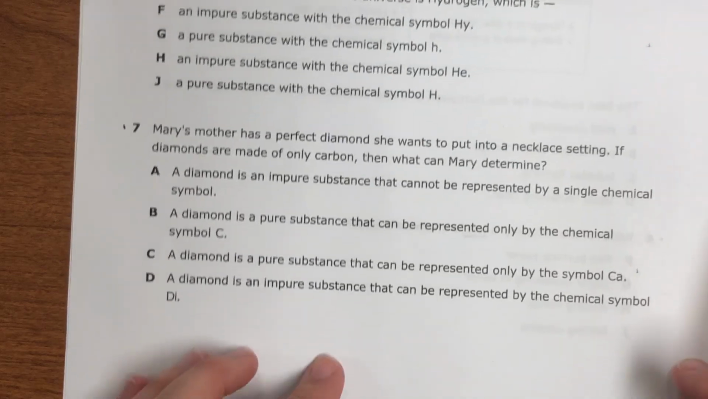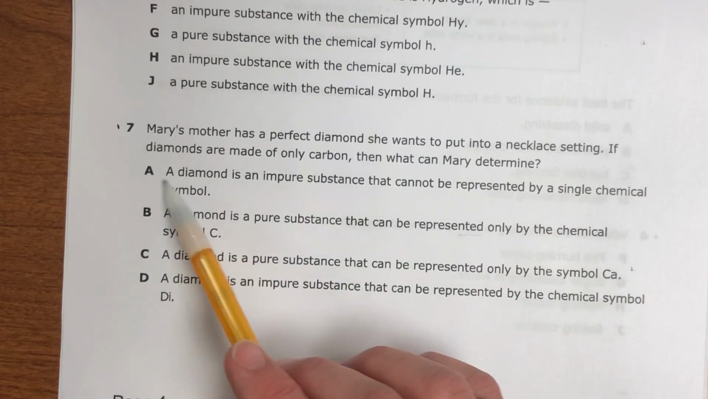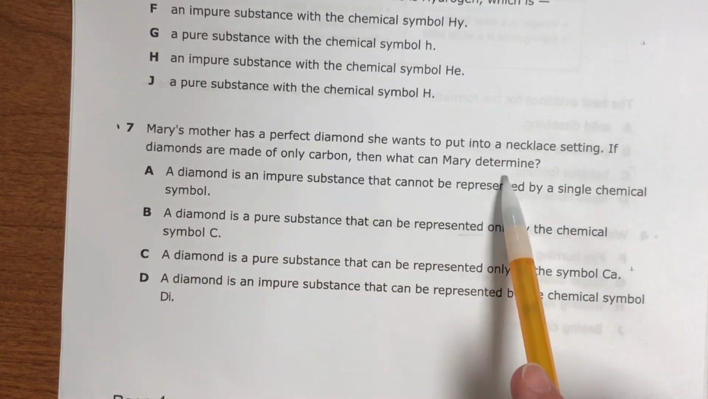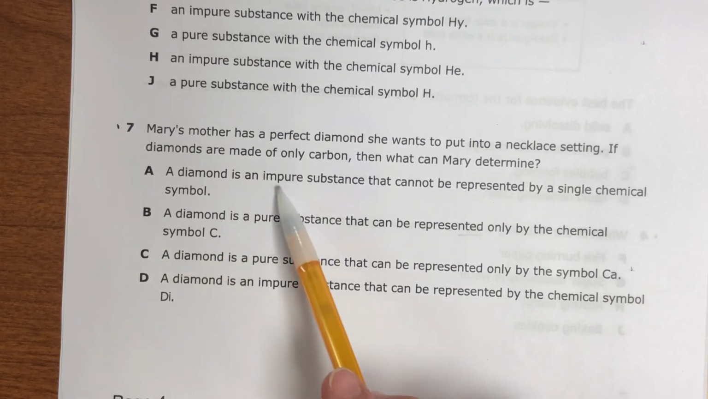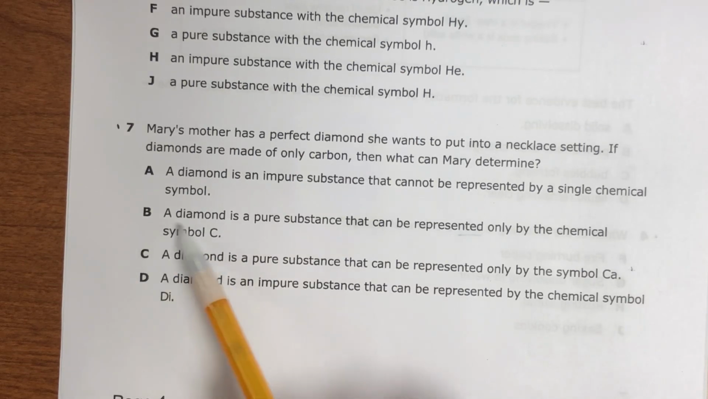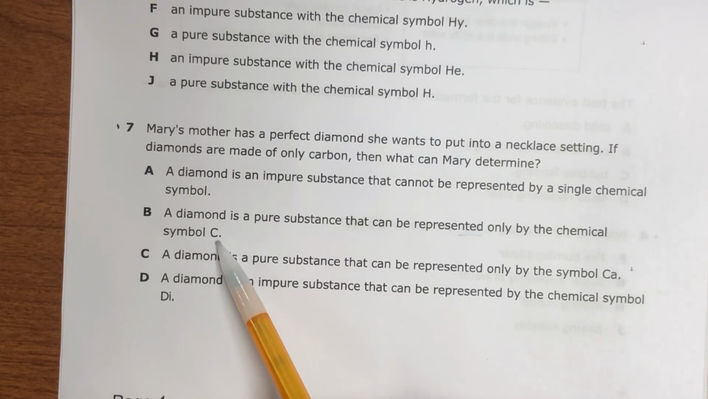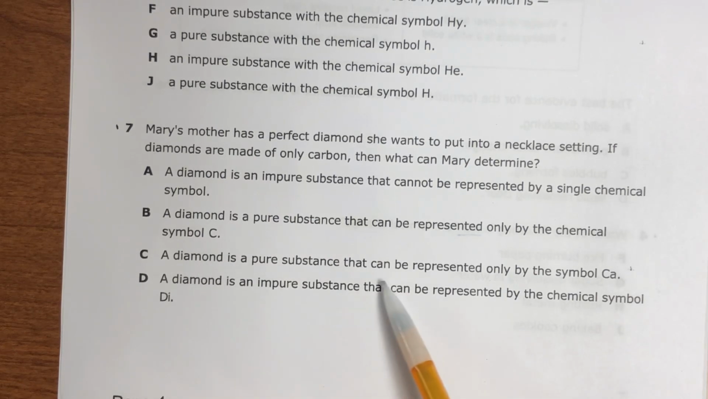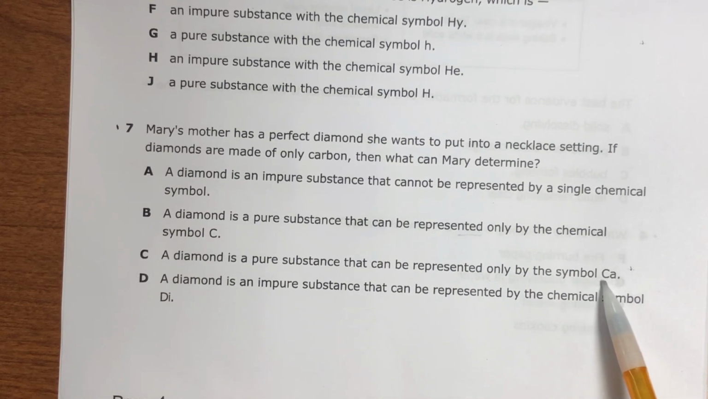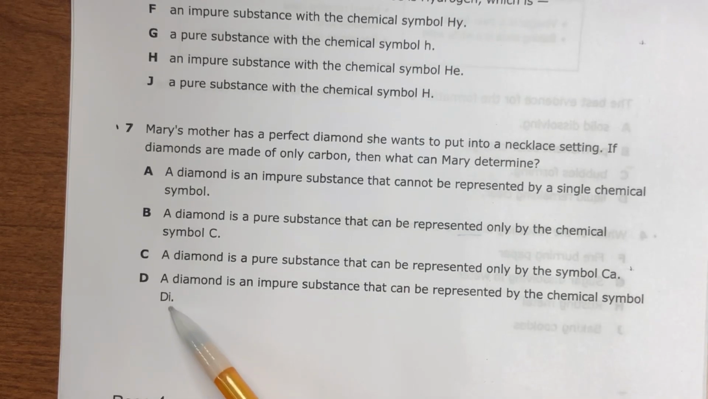Number seven, Mary's mother has a perfect diamond she wants to put into a necklace setting. If diamonds are made of only carbon, then what can Mary determine? A, a diamond is an impure substance that cannot be represented by a single chemical symbol. B, a diamond is a pure substance that can be represented only by the chemical symbol capital C. C, a diamond is a pure substance that can be represented only by the symbol capital C, lowercase a. Or D, a diamond is an impure substance that can be represented by the chemical symbol capital D, lowercase i.